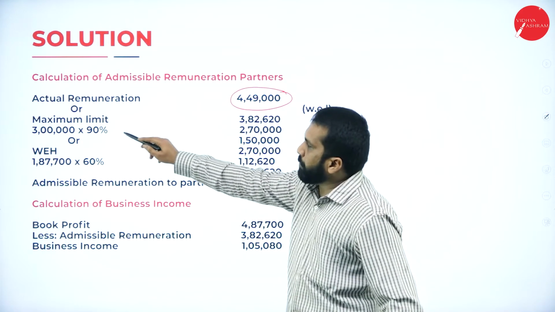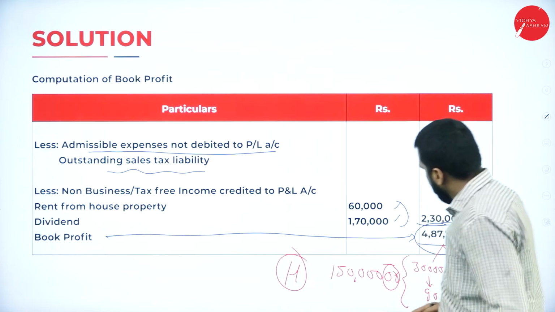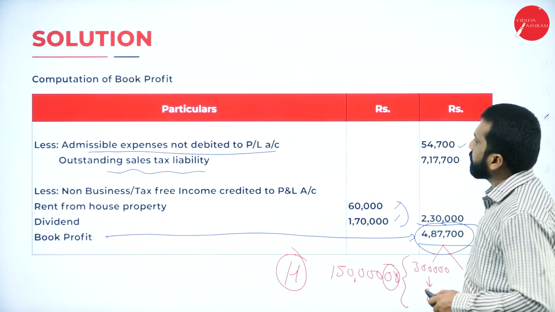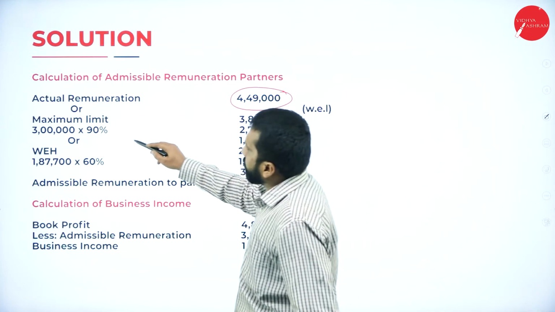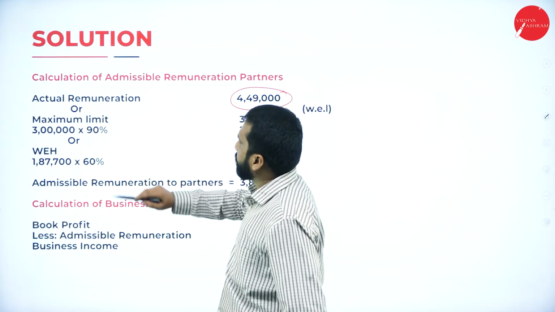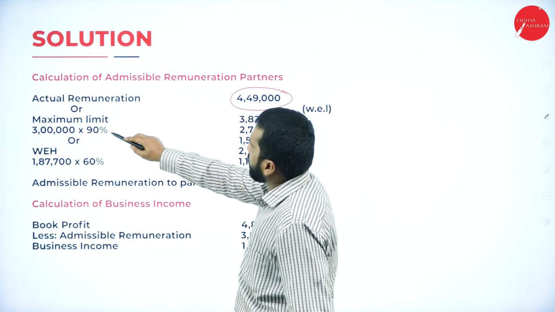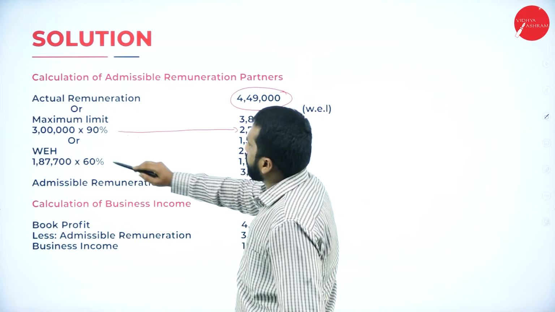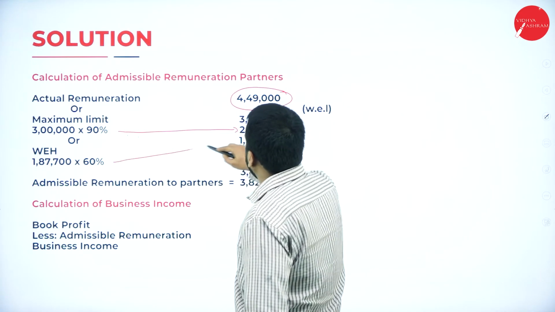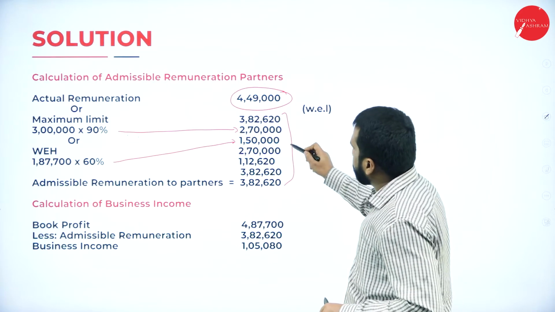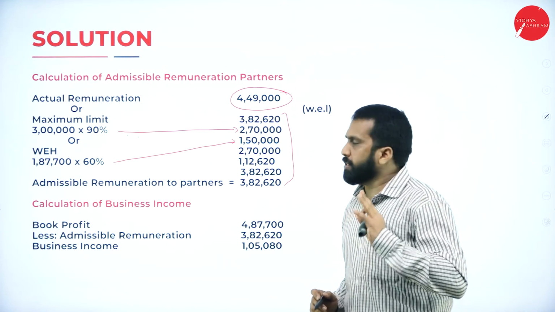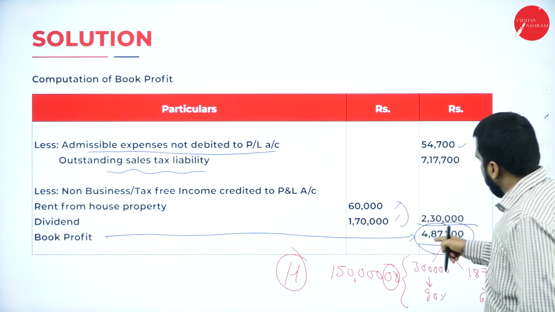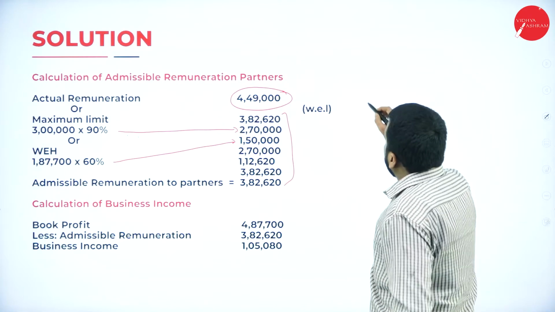Now, maximum limit is how much? Just now I showed you 3 lakh into 90%, 1,87,000 into 60%. So 3 lakh into 90%, you get 2,70,000. 1,87,000 into 60%, you will get 1,50,000. If it is confusing for you, I'll make it simple. See, you have 4 lakh. What is this one? 4,87,700.